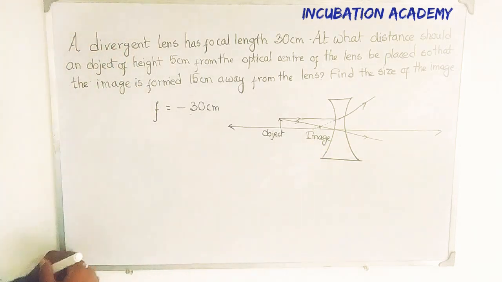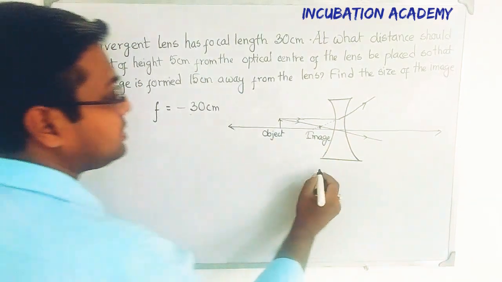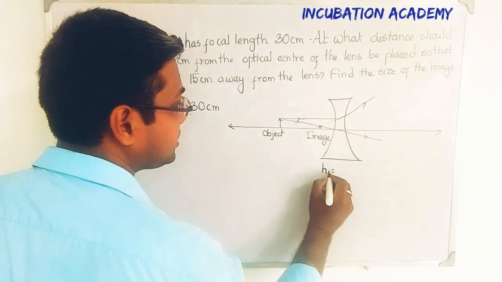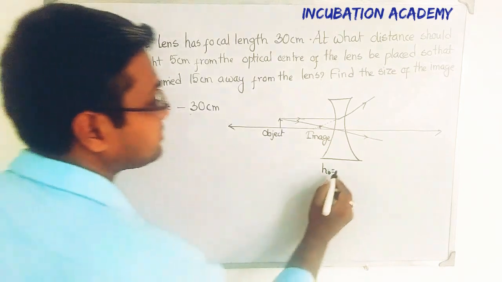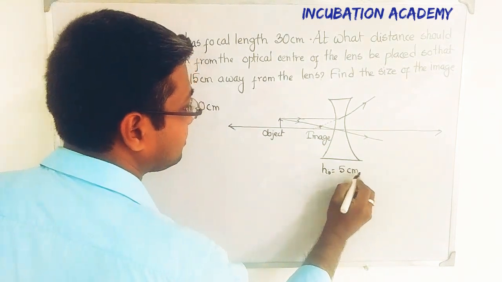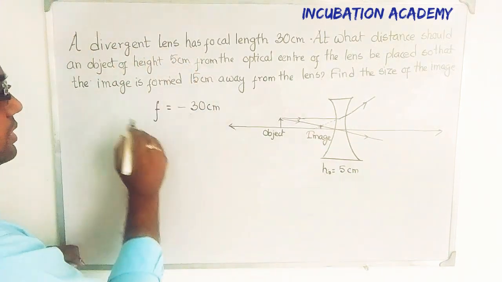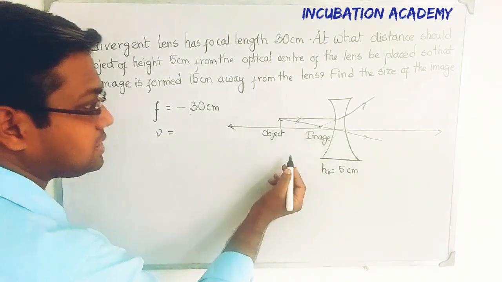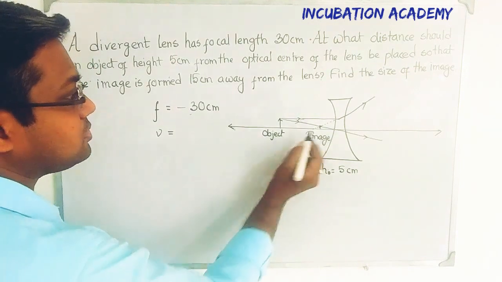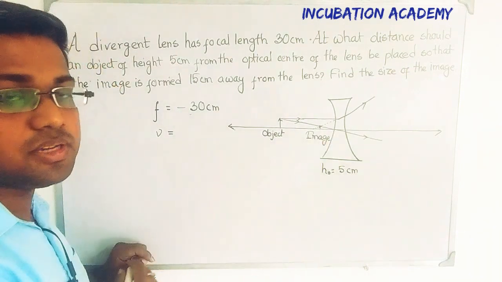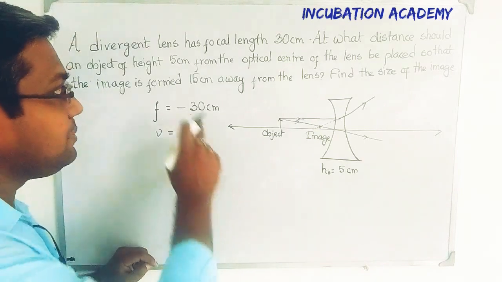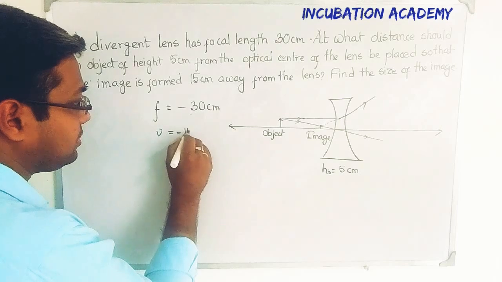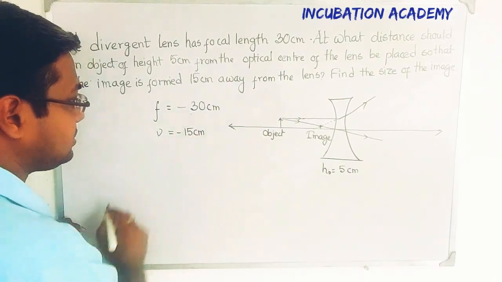Okay. The height of the object is given. We can denote it by HO, so HO is 5 centimeter. Okay. The image distance is given. So image distance is obviously, in case of the divergent lens, that is the concave one, on the same side as that of the object. So we can say the image distance, that is 15 centimeter here, is a negative one. So it is minus 15 centimeter.